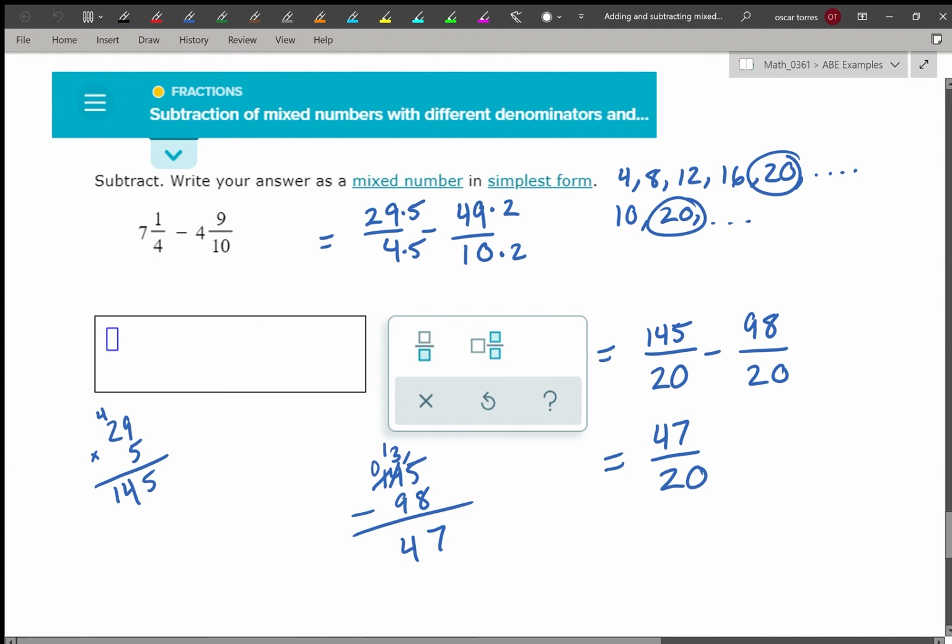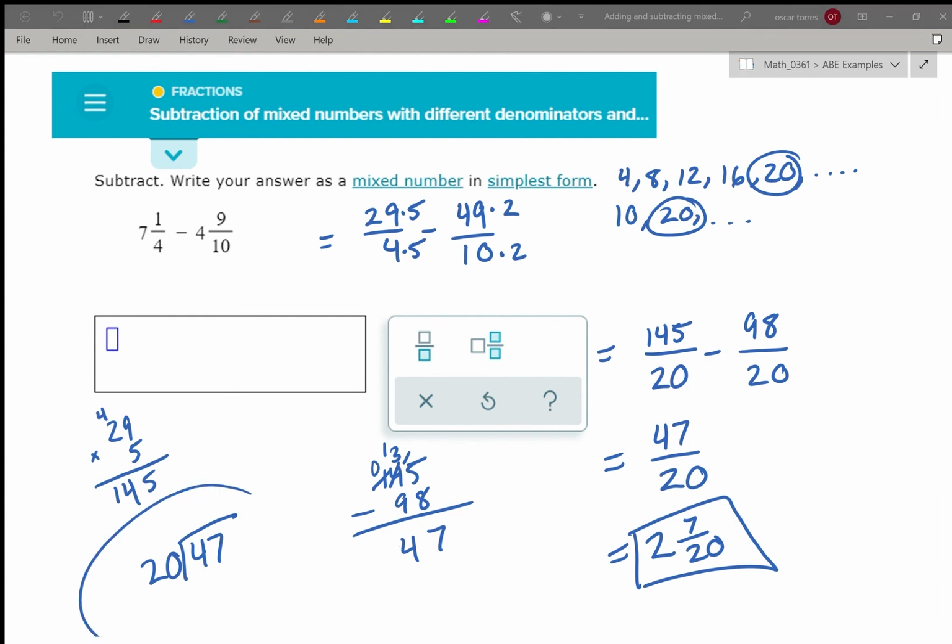To turn it into a mixed number, we have to do the division. So you can either set it up the way we did some of the other ones, which is take 20 and divide it into 47, or you can just think through it. How many times does 20 go completely into 47? Well, that would be 2, because 20 times 2 would give us 40. And our remainder would be a 7 out of the original 20. So my answer ends up being 2 and 7 over 20.